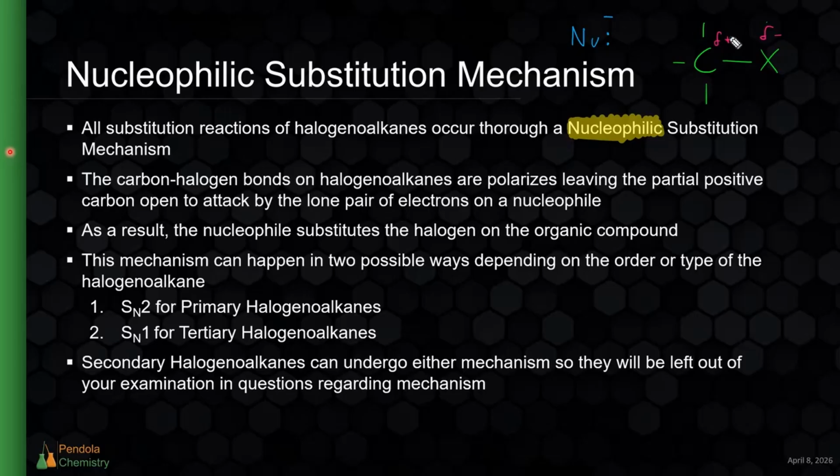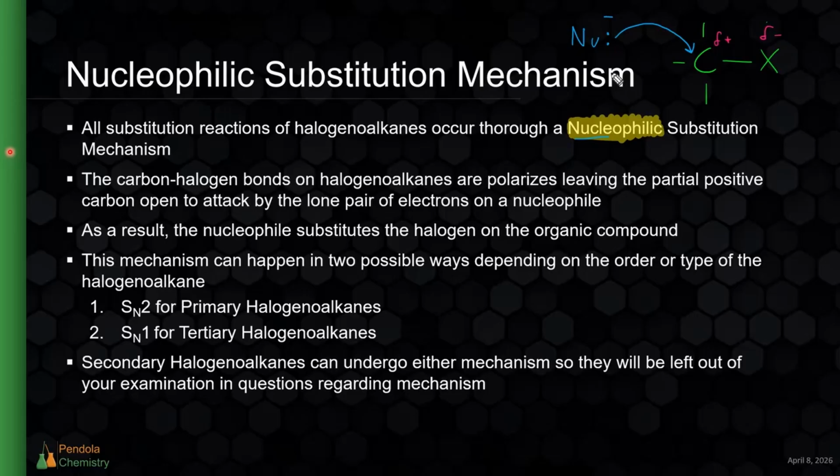What's going to happen here is that because the carbon-halogen bond is polar, that nucleophile, and again nucleo meaning positive, so this is a positive-loving molecule or ion, is going to attack our carbon, which is partially positive. So it's going to use its lone pair of electrons to attack that carbon and substitute the halogen.